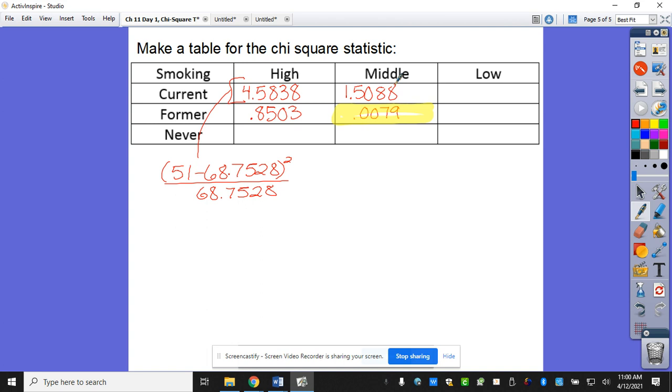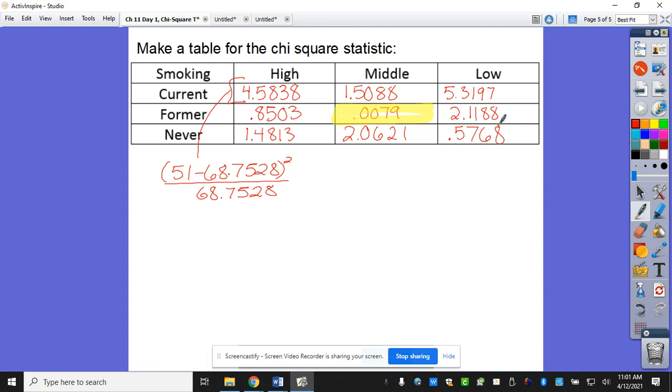All right, low current. 5.3197. Former current, or former low, sorry. 2.118. High never. 1.4. Middle never. 97. Something you type something wrong. I think 2.06. Yes, 2.06 what? 21. And then low never. 0.5768.